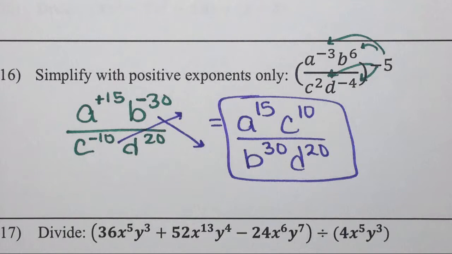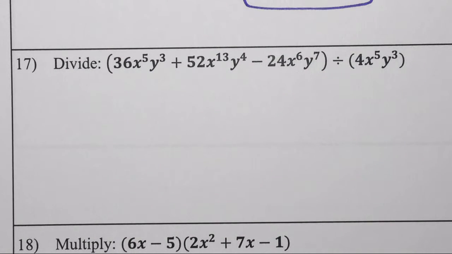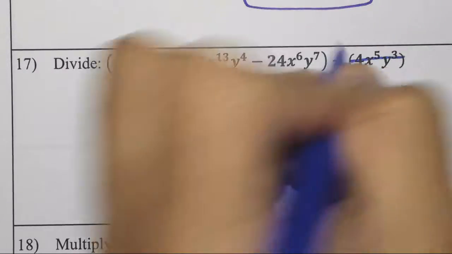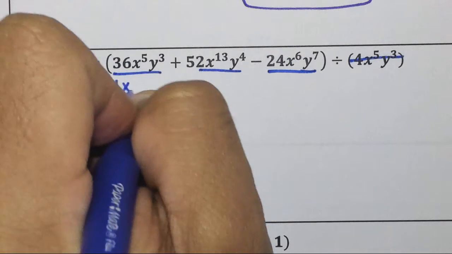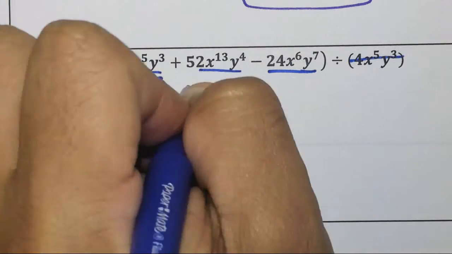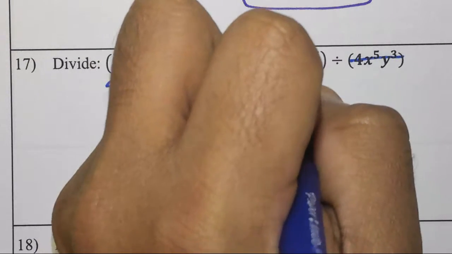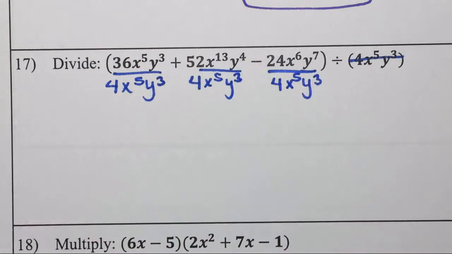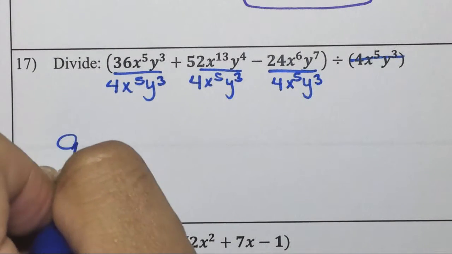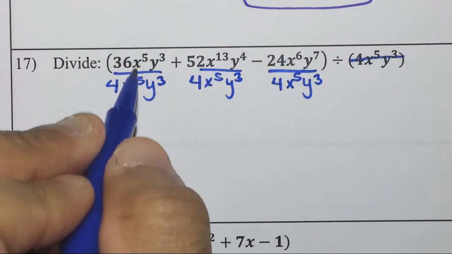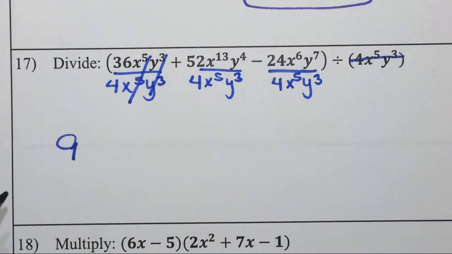Number 17 is talking about dividing. Remember, we're going to scratch this out and just divide everything by that. So we have 4x to the 5th, y to the 3rd. So 36 divided by 4 is a 9. Everything cancels here, so you're just left with that 9.